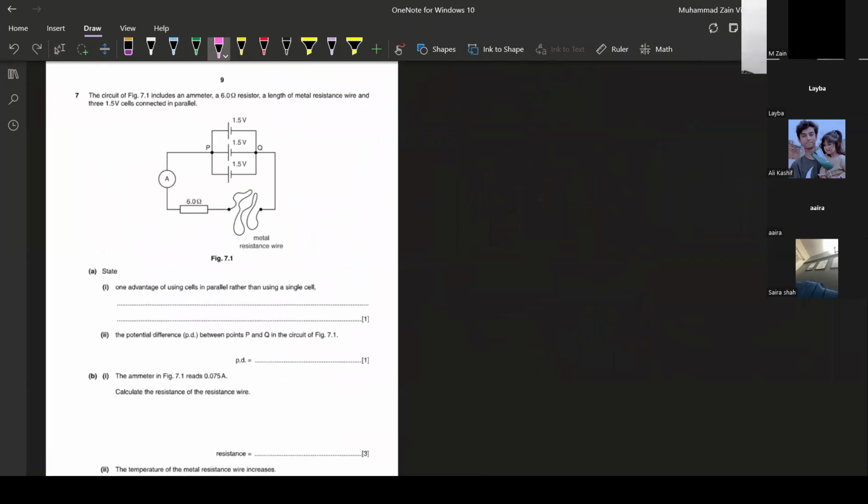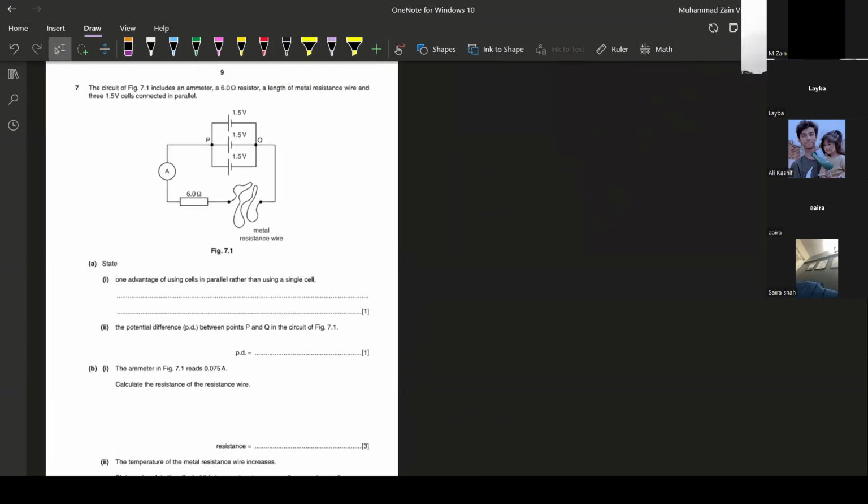So there could be multiple advantages for this. One advantage could be if, for example, one of the cells runs out and stops, we could still get the same potential difference. Another reason is that when we're connecting multiple cells in parallel, they last longer because each cell is now providing a smaller amount of current. So when you combine cells in parallel, they'll last longer. I have this part displayed to everyone.